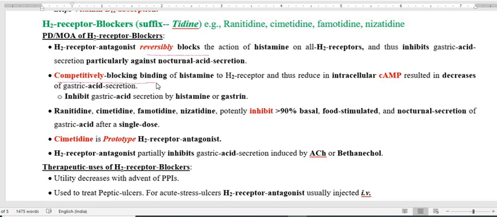So if the H2 receptor is occupied by the H2 receptor antagonist or blocker, then histamine will not have space to attach to the H2 receptor to participate in hydrochloric acid production. That is why they are called competitive blockers.